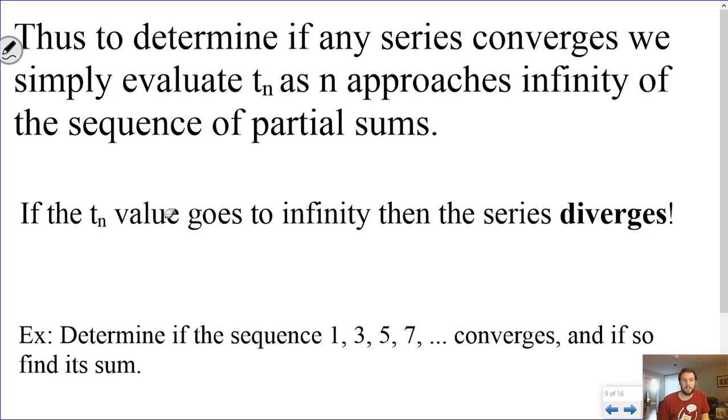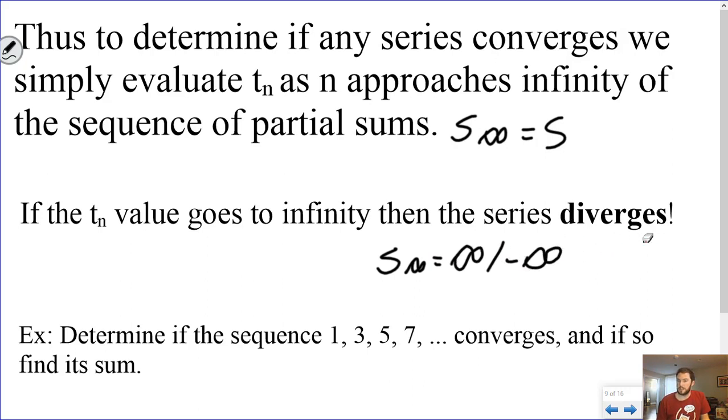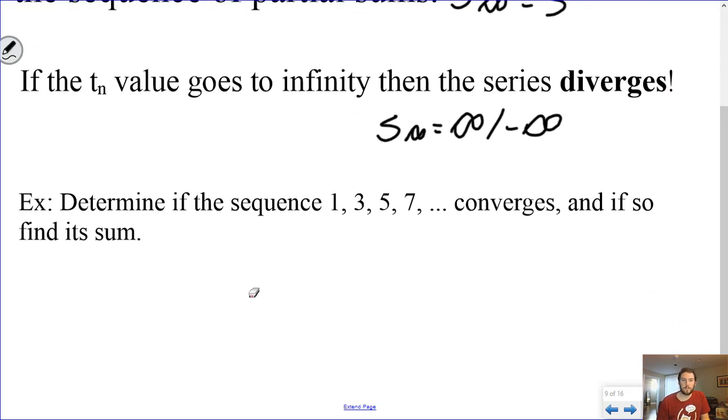Okay, so thus to determine if any series converges, we simply evaluate t of n as n approaches infinity. So what that means is if the t of n value goes to infinity, then the series diverges. Okay, so I talked about that a little bit earlier. So as you're dealing with your series, if your sum, your s infinity, has some answer, that means this thing is going to converge. If your sum of the infinite terms of the series has an answer that's either infinity or negative infinity, that means our series diverges. So for example, let's take a look at this one here, where we have an arithmetic series that will either converge or diverge.